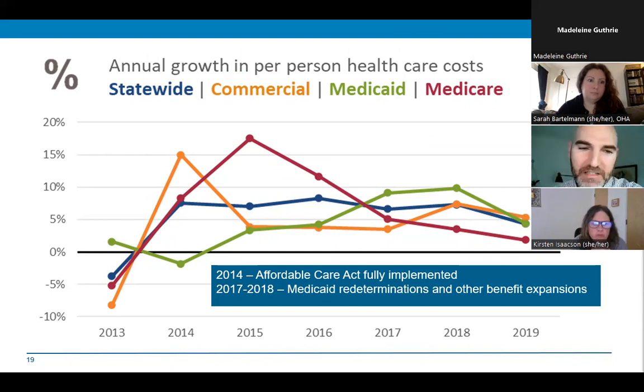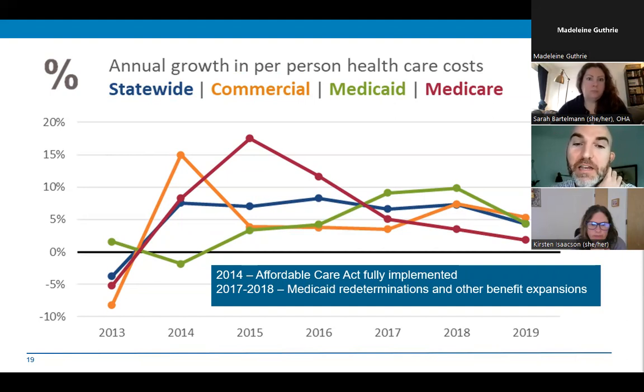So let's distill this. Let's start with the orange commercial line. Okay, so big jump from 2013 to 2014, and then a decline in 15, and then it kind of stabilizes. 2014, as many of you know, was the full implementation of the Affordable Care Act. This resulted in numerous policy changes. There were essential health benefits that were mandated. More individuals moved to the individual market with subsidies. So just a lot of change happening in 2014.